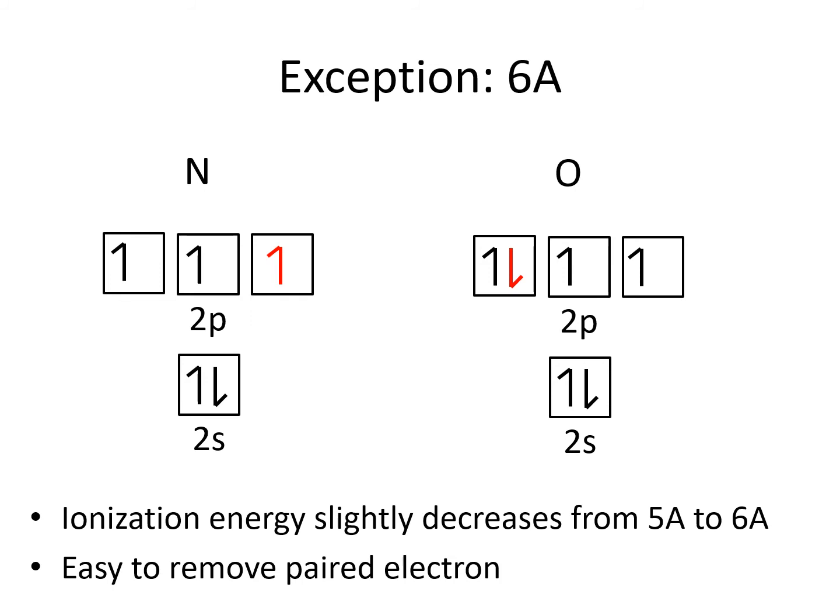The electron to be removed from nitrogen is relatively happy by itself, but the electron to be removed from oxygen is a little bit unhappy in its living situation and is therefore a little bit more happy to leave. Therefore, there's a dip in ionization energy going from nitrogen to oxygen. It's easier for oxygen to lose an electron due to pairing energy.